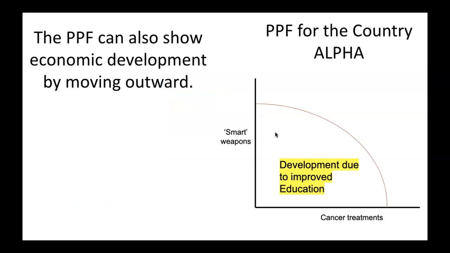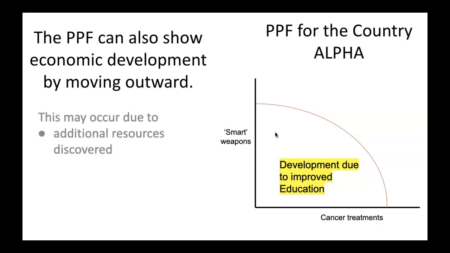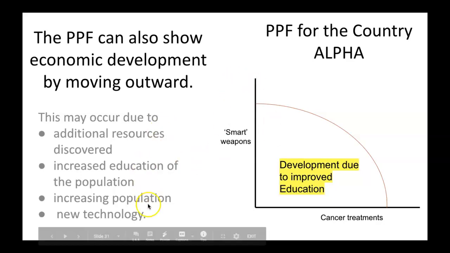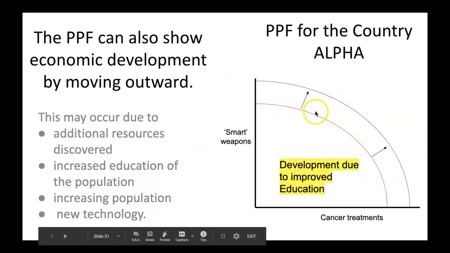Lastly, the PPF can also show economic development by moving outward. Economic development can occur due to additional resources discovered. Maybe oil is discovered. Increase in education. If a country invests in a lot of education, maybe they start increasing the number of scholarships they give, or maybe they give free university tuition. This will improve their economic development. Maybe they increase the population. Maybe they invent some major new technology. Any one of these things could cause the PPF to move outward.